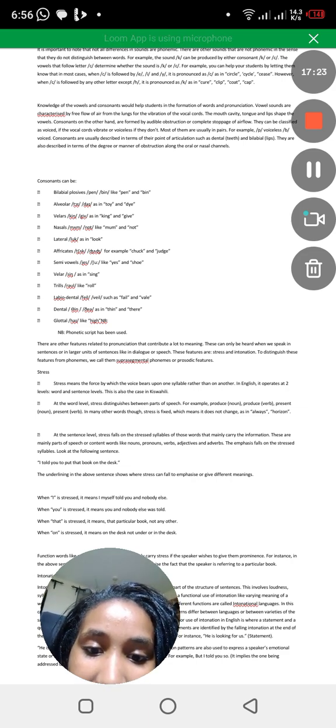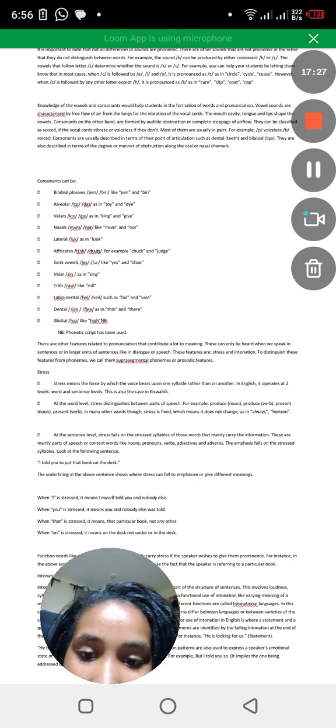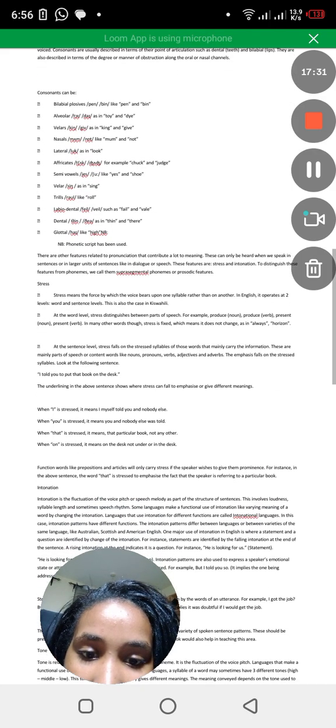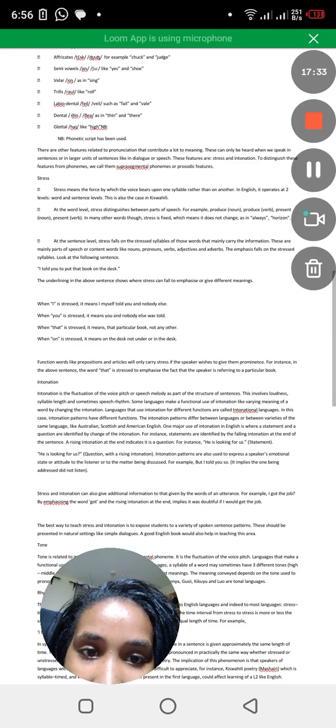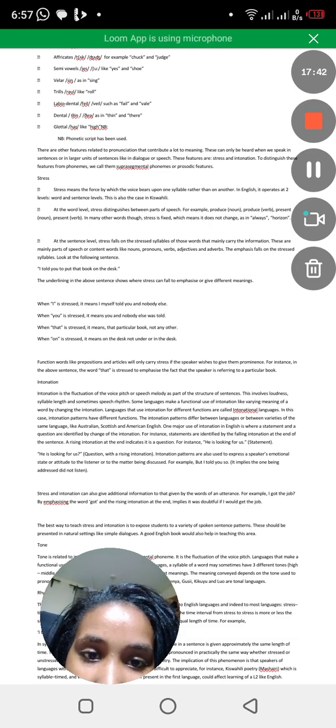The best way to teach stress and intonation is to expose students to a variety of spoken sentence patterns. This should be presented in natural settings like simple dialogues. A good English book would also help in teaching. Tone is related to intonation and is a suprasegmental phoneme. Rhythm, the other phonological feature, is rhythm.